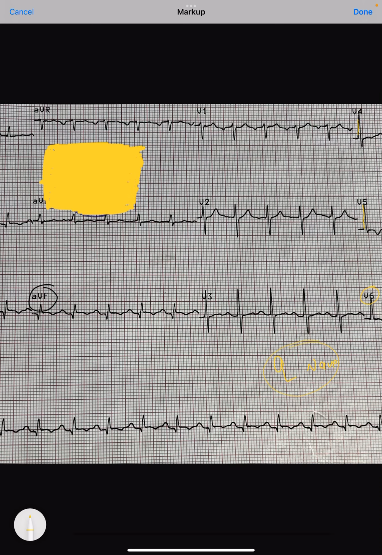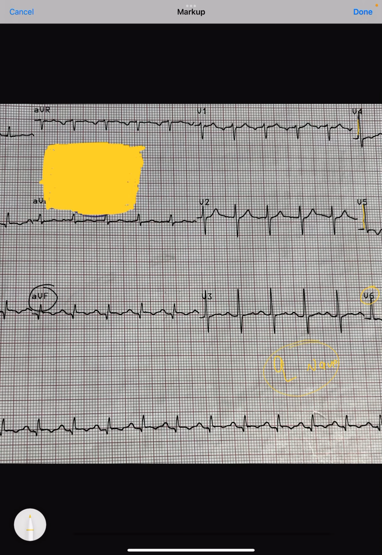So we can see in V2, Q is not there at all. It is just a P followed by a positive R and then S. Q is not there at all in any leads.